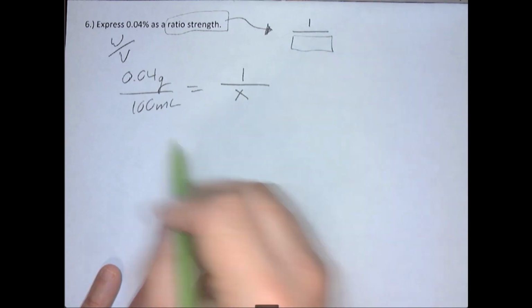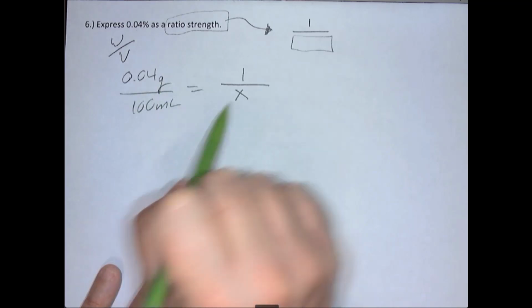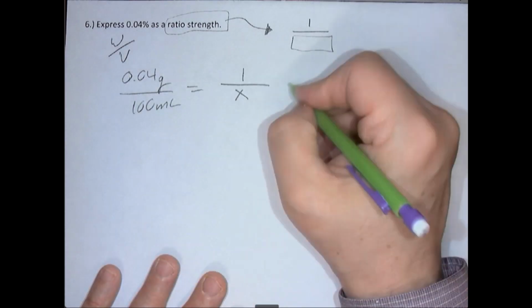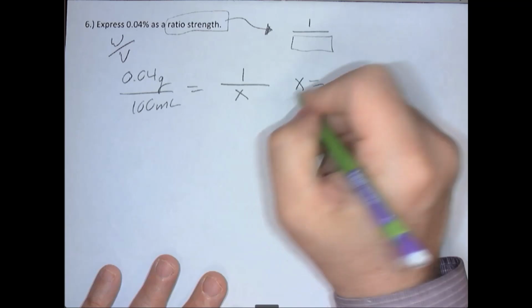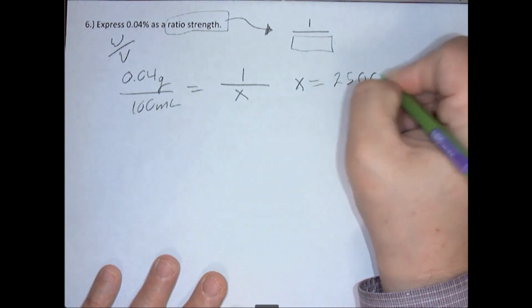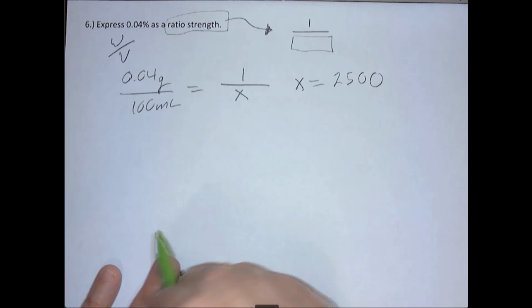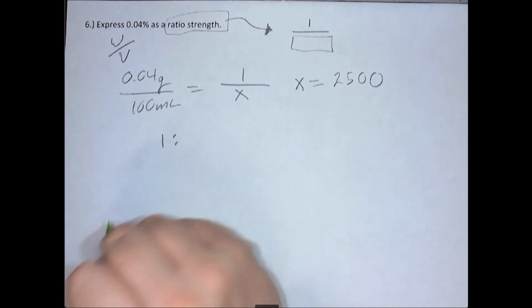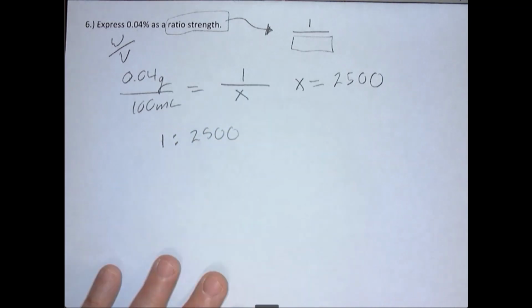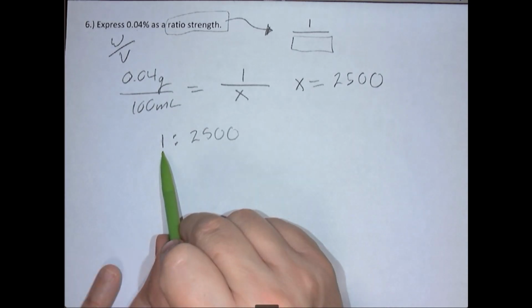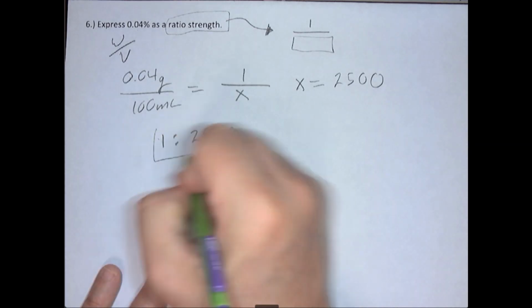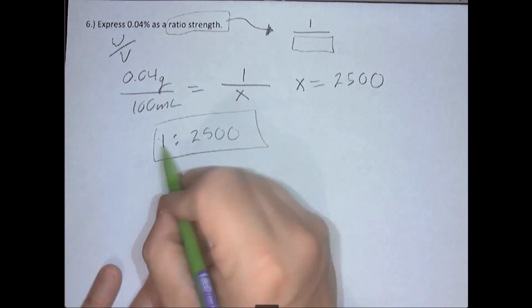Okay, so we'll do our simple algebra here. 100 times 1 divided by 0.04. We should end up with X equals 2,500. Okay, so that basically means our ratio is going to be 1 to 2,500. So if this is a weight to volume concentration, it would mean it would be 1 gram for every 2,500 milliliters. Okay, but again, in this case, the ratio strength is 1 to 2,500.